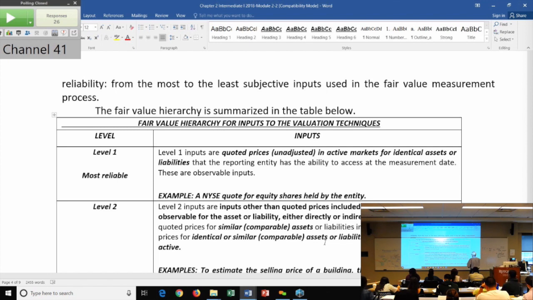Level 2, this is where you don't have a quote for that asset. You don't have that asset traded, but you find it comparable. Now, if you don't know what a comparable security is, forget that. Think about buying a house. So let's say you're going to buy a house, or someone in your family is going to buy a house. How much are you going to pay for it? What do you look for?